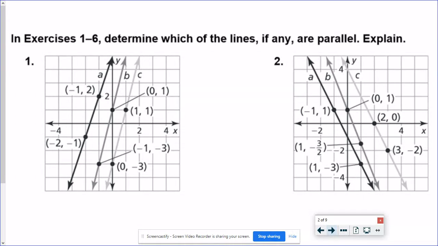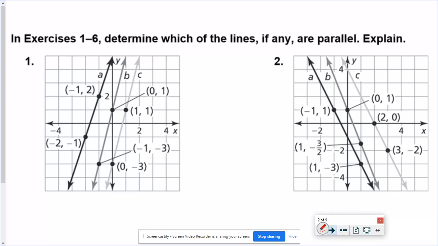In these two different graphs, we've got 3 lines on each graph, and I want to know which of the lines are parallel. Now, you might be able to glance at this and decide for sure which ones are not parallel, but it's kind of hard to tell just by glancing at it for sure which ones are parallel. So again, this is all about slope. So we're just going to count the slope on each of these.